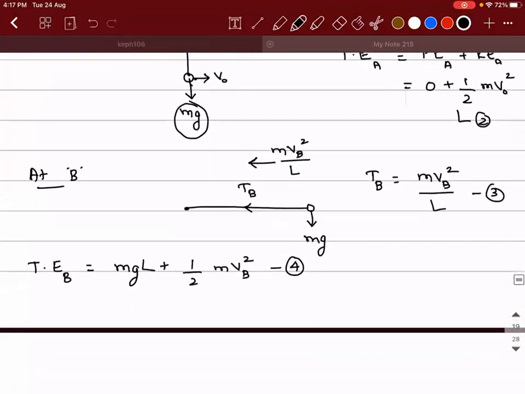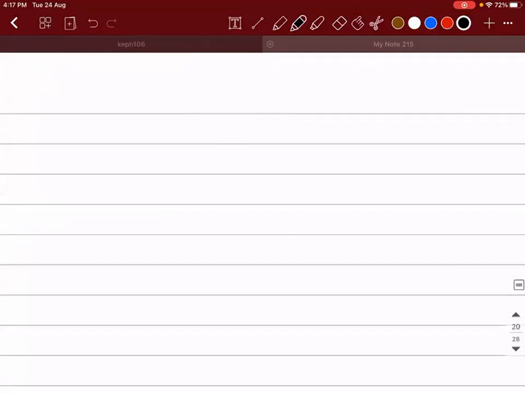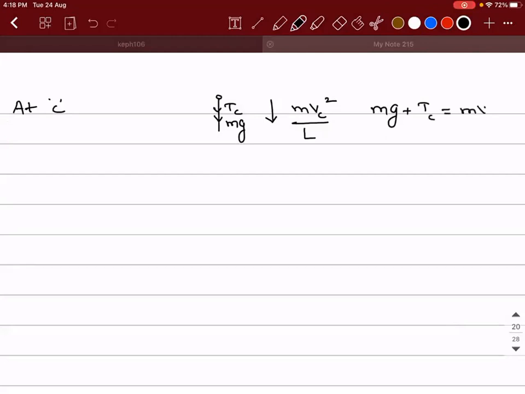So at point C, what will happen? Let's see if you guys are able to answer. Mg is acting in downward direction. Tc is acting in downward direction. M into Vc square divided by L is also acting in the downward direction. Now, what should be the equation for Newton's law? Mg plus Tc should be equal to M into Vc square divided by L.